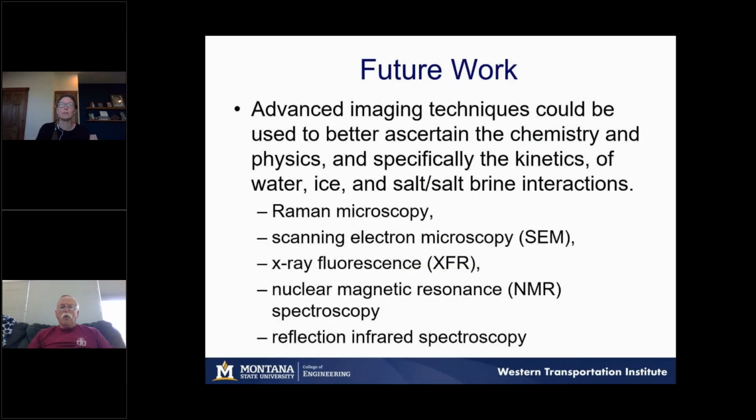One of the cool pieces of this that Muid and Matt did in the lab were the high resolution images of these ice crystals. And throughout this process and throughout the literature review, we learned that there are even more advanced imaging techniques that could be used that could determine what percentage of that ice crystal is actually made up of different chemical solutions. And so that would be a really interesting piece of future work to look into, whether you're using Raman microscopy, scanning electron microscopy, or any of these other methods that are being used out there.